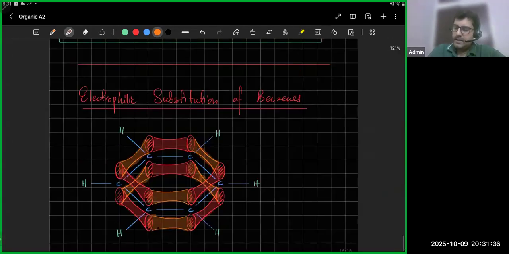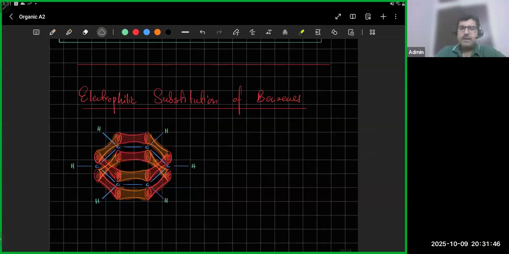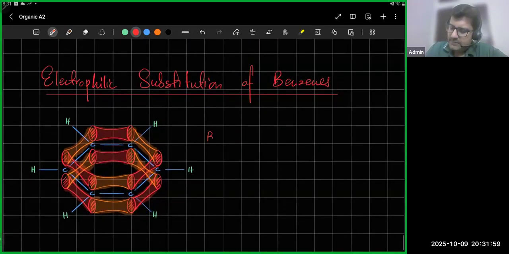Achha, now look at this structure. Remember, I told you that the pi electron charge density is not very large, unlike the double bond. So when a bromine molecule approaches it, it doesn't really get polarized. Okay, so the bromine molecule approaches it. I mean, it does get polarized. It was essentially a non-polar molecule.